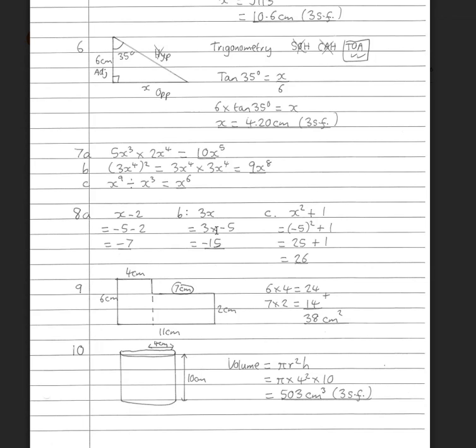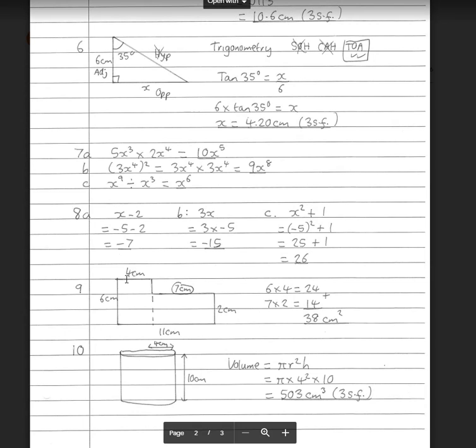3 lots of minus 5. Well, 3 times 5 is 15. So 3 times minus 5 is minus 15. Here, don't use a calculator. Just do it without a calculator, because a calculator normally gives you the wrong answer. So it's going to be minus 5 squared. Minus 5 squared means minus 5 times minus 5. Minus times a minus makes a plus. So it's 25. Add 1, 26.